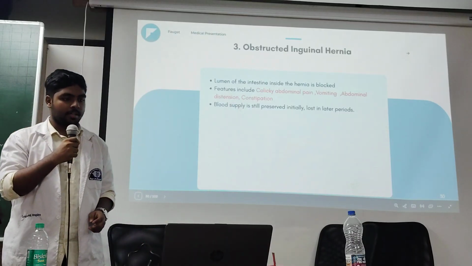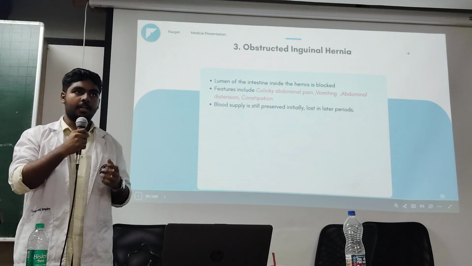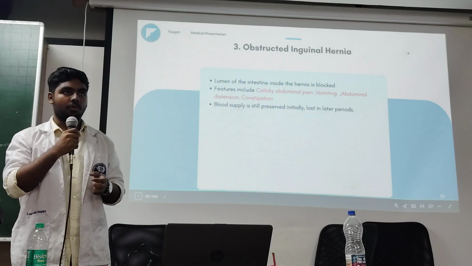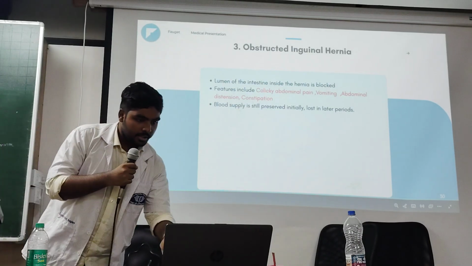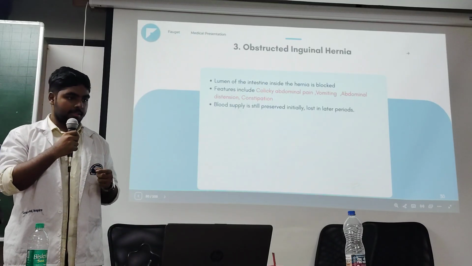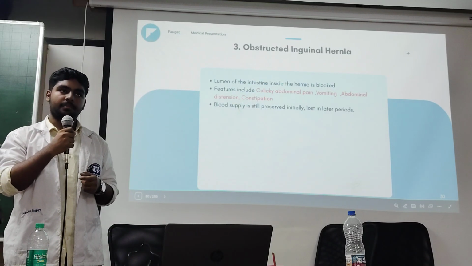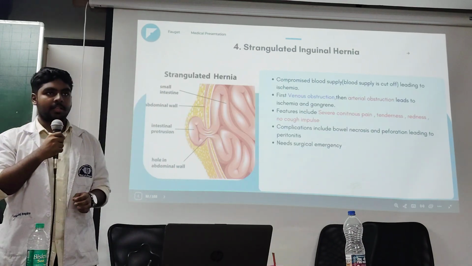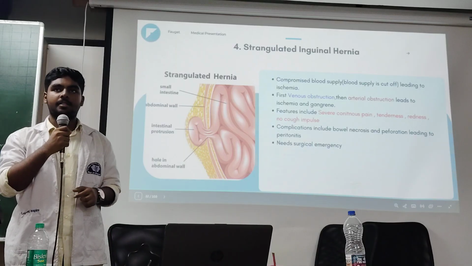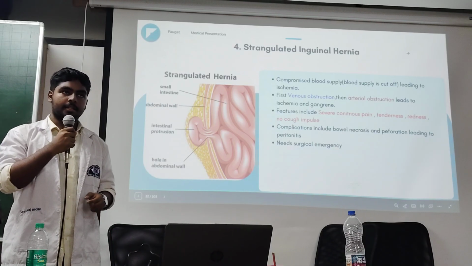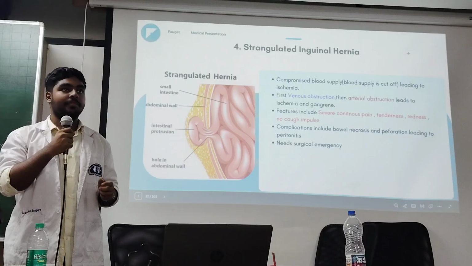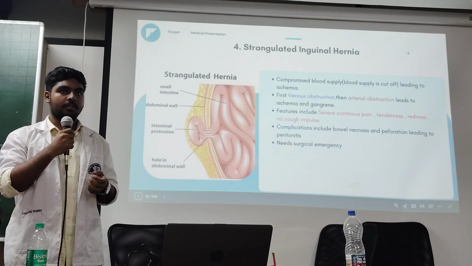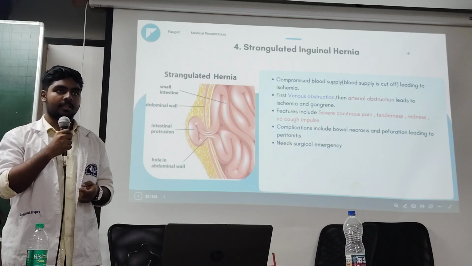Third, obstructed hernia. In this, the lumen of the hernial sac is narrowed, so the content cannot be moved forward or backward. It is featured by abdominal pain and tenderness, and the blood supply is still intact. Fourth, strangulated hernia. It is the most important type of hernia, as in this the blood supply is cut off, and it is featured by severe pain, tenderness, and intestinal obstruction like abdominal distension, vomiting, etc.